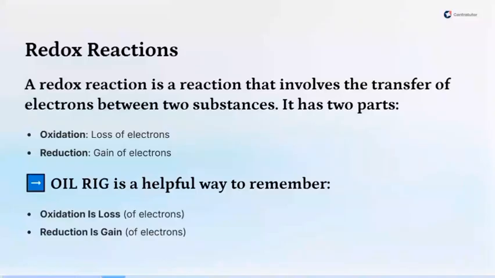There is oxidation and reduction, then there is oxidizing agent and reducing agent. Oxidizing agents are the opposite of what oxidation is. Reducing agents are the agents that do the opposite of what reduction is. So if oxidation is the loss of electron, it means oxidizing agents are species that gain electron. If reduction is the gain of electron, it means reducing agents are the species that lose electron.